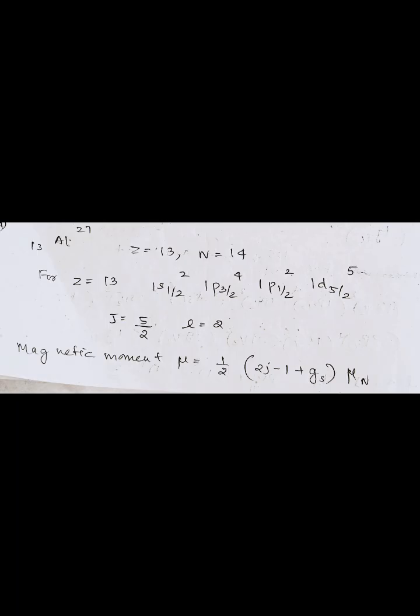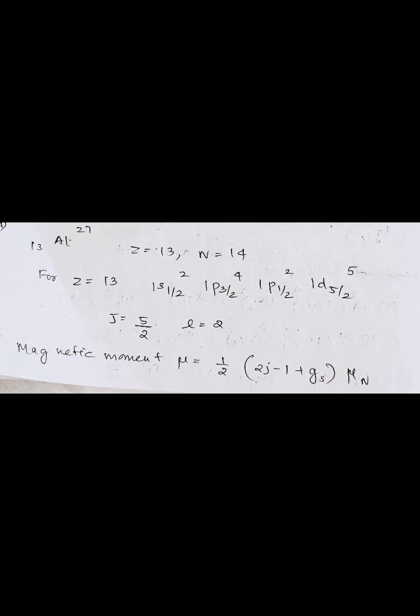So for Z = 13, we can write 1s 1/2 (2), 1p 3/2 (4), 1p 1/2 (2), 1d 5/2 (5). So here the unpaired electron is filled at 1d 5/2. So we can write J = 5/2 and L = 2 as it is a d orbital.